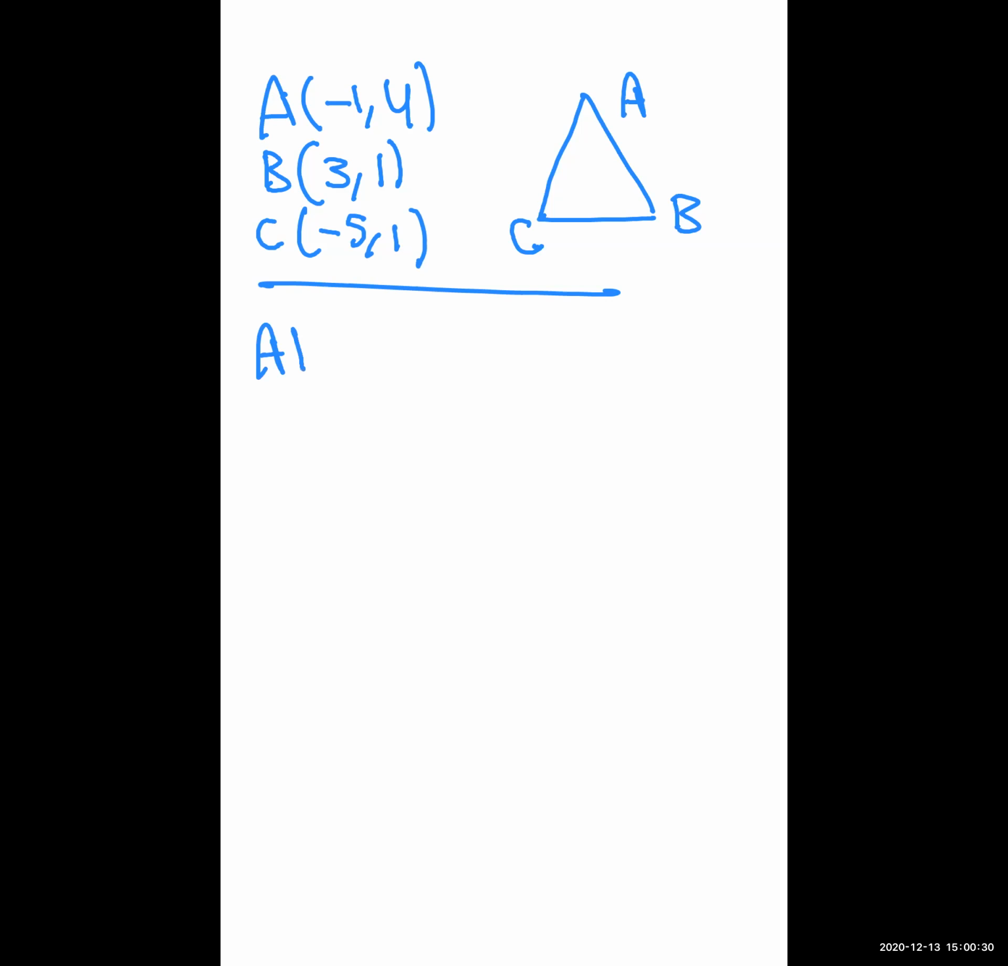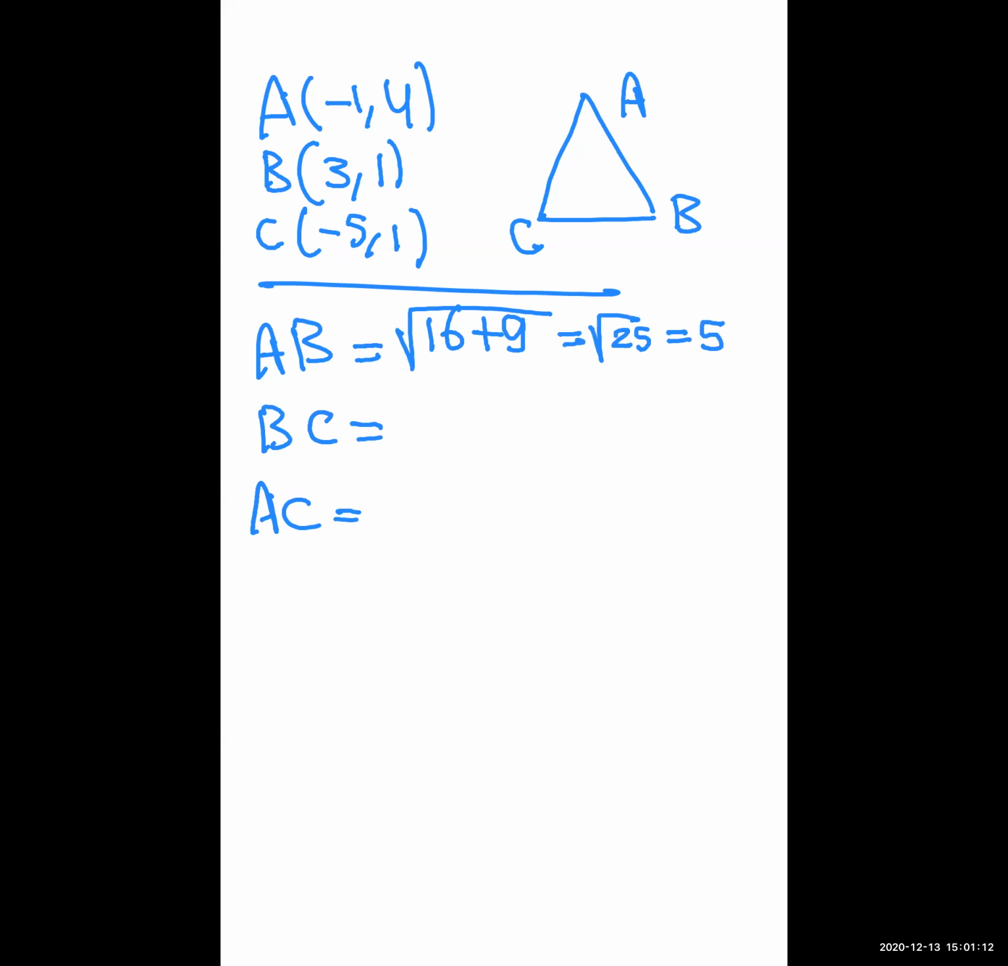Okay, so AB will equal, BC will equal, AC will equal. AB equals the square root of, how can we get it, guys? For AB, -1 minus 3 squared. So -1 minus 3 means -4. -4 squared equals 16, plus 4 minus 1 means 3 squared, which means 9. So it will equal the square root of 25, which is equal to 5. Okay, great.